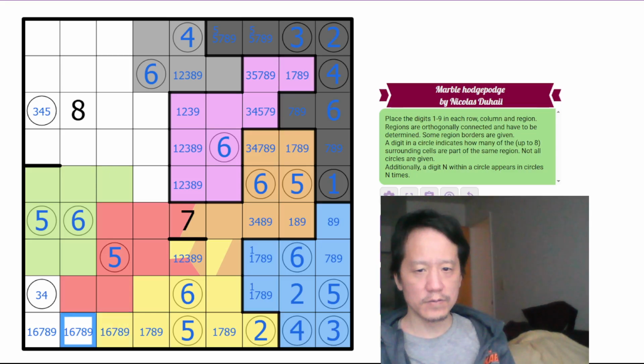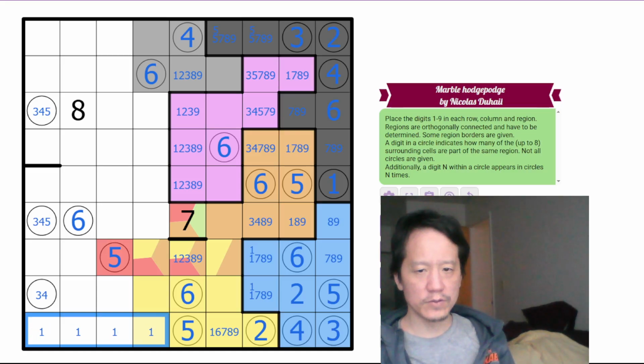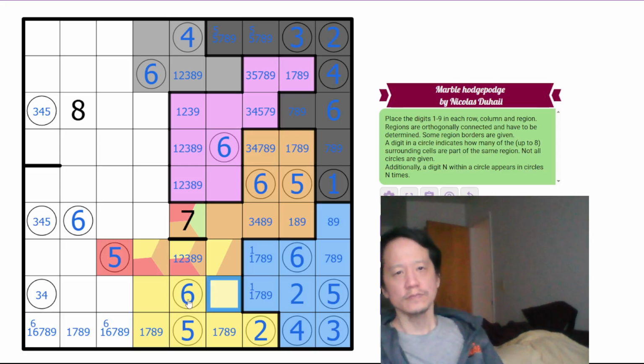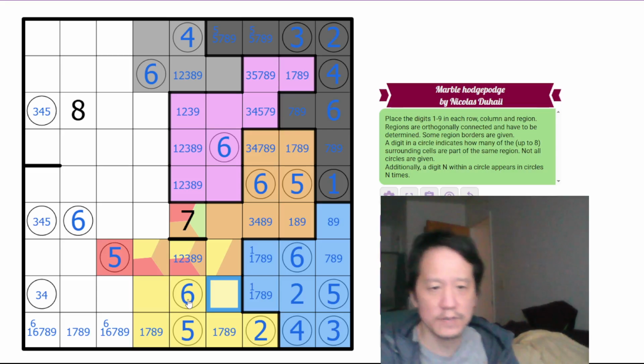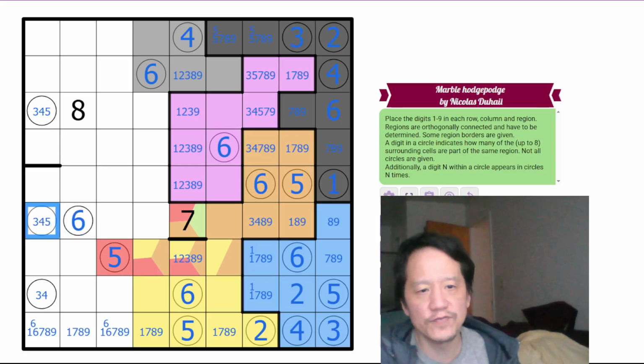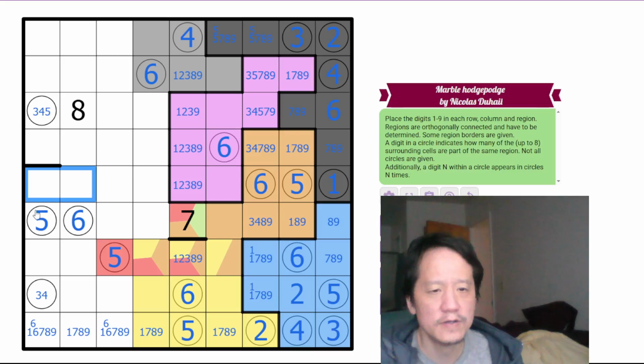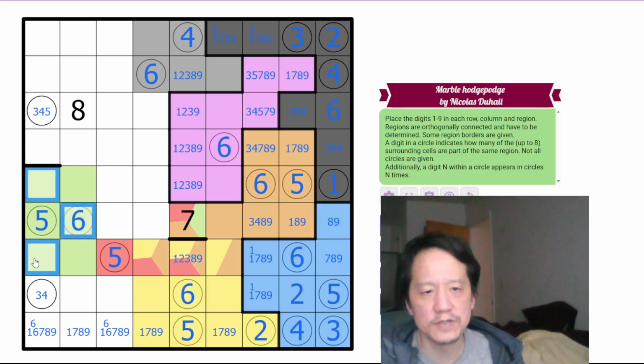Hold up. One thing we know, oops, is this can't be 6. That can't be 6. This can't be 6. This cannot be 6. So 6 has to be one of these two digits here. Okay. So again, if this is 5, that means this is green. All of this is the same region.